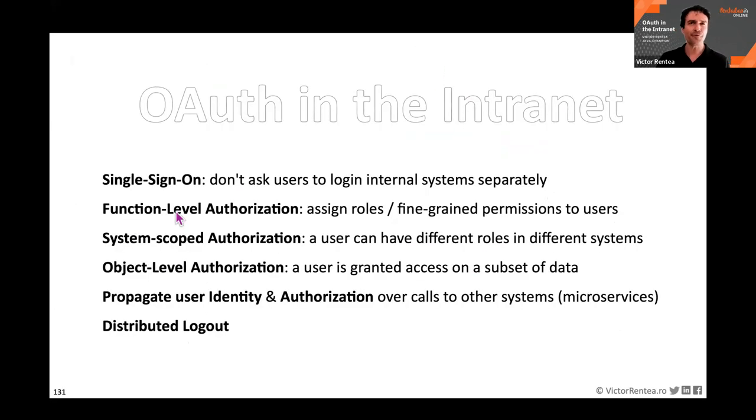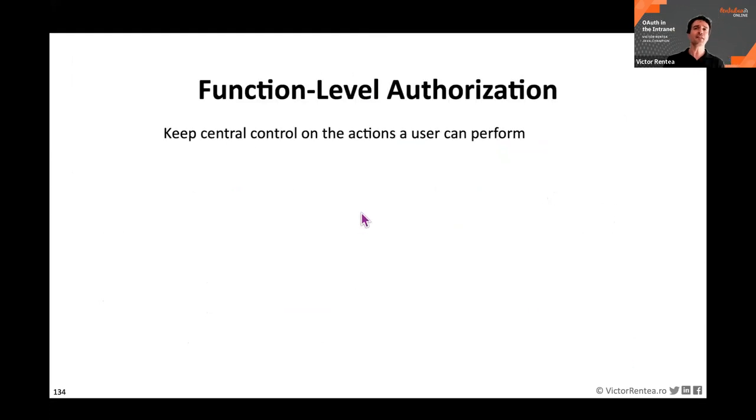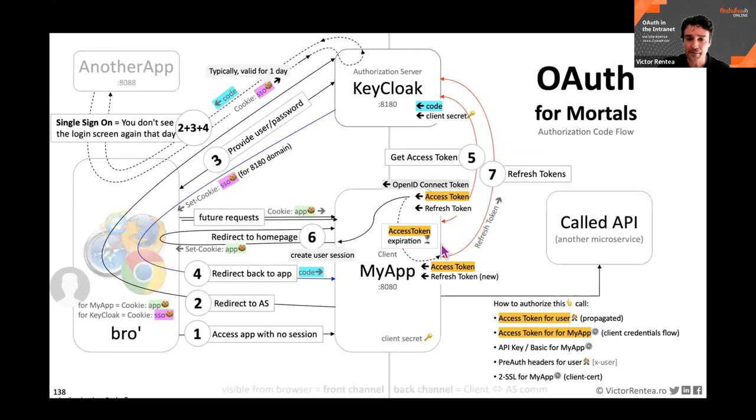Function level authorization. What does that mean? Let's first see the slide. Again on the same slide, focusing on that dark part that we did not see yet. When the application gets the code, the blue thing, it goes on the back channel and exchanges this code for the access token. Access token. Holy access token.